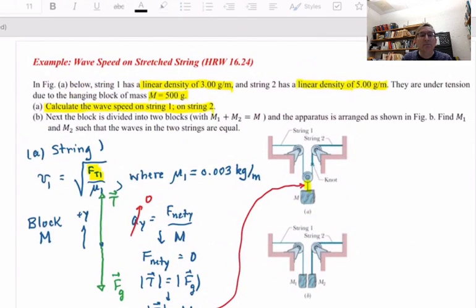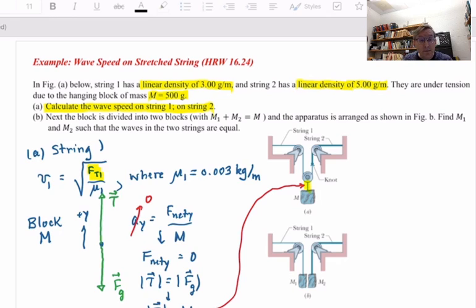Next, the block is divided into two blocks with masses m1 and m2. See them down there in picture B? But m1 plus m2 equals m. You don't lose anything. And the apparatus is arranged as shown in figure B. m1 hangs from string 1, m2 hangs from string 2, and string 1 and string 2 are no longer tied together. They're completely separate. The question is, find m1 and m2 such that the waves in the two strings are equal.